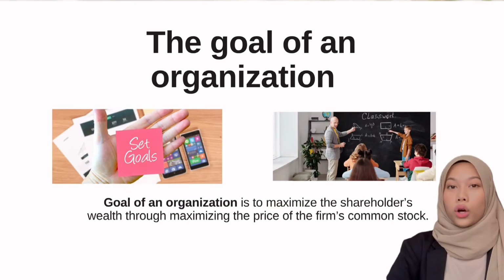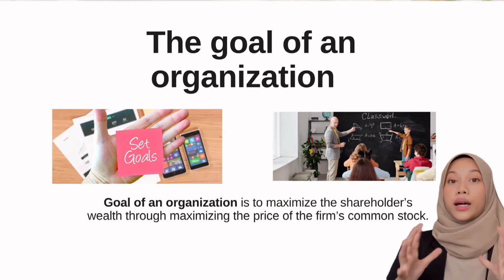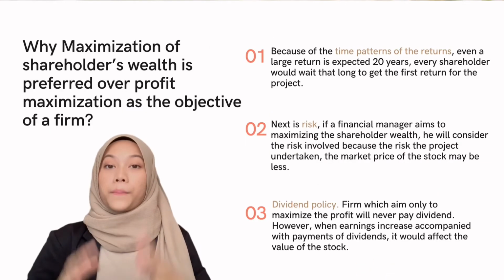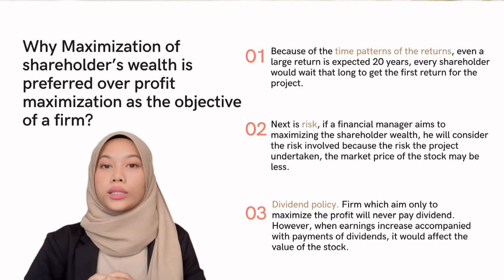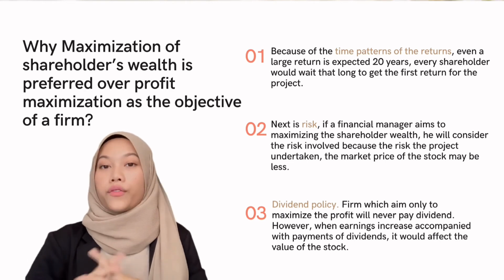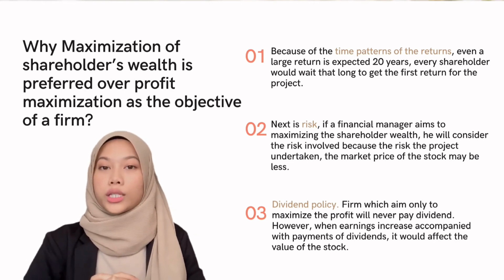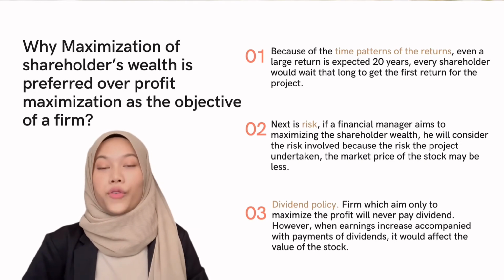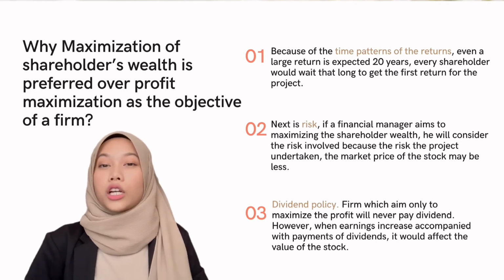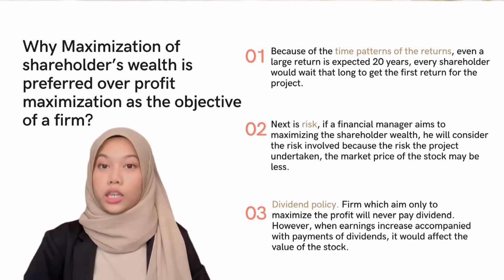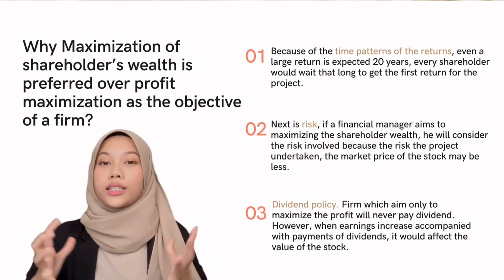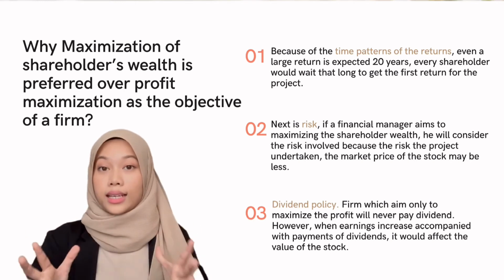Next, the goal of an organization is to maximize the shareholder wealth through maximizing the price of the firm's common stock. But why is maximization of shareholder wealth preferred over profit maximization as the objective of a firm? This is because of the time patterns of the returns. Even if a large return is expected in 20 years, every shareholder will not wait that long to get the first returns from the project. Next is risk.